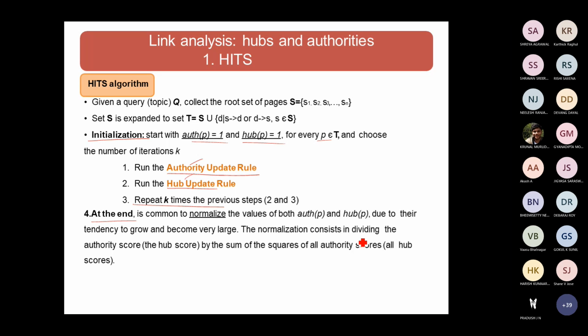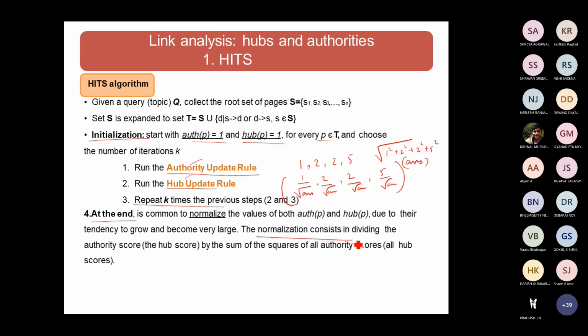How to normalize it? If I'm getting authority scores like 1, 2, 2, 5, you will update it as 1 divided by the square root of 1 square plus 2 square plus 2 square plus 5 square. You divide by this answer: 1 divided by the square root of the answer, comma, 2 divided by the square root of the answer, comma, 2 divided by the square root of the answer, comma, 5 divided by the square root of the answer. This is how you will normalize your values.